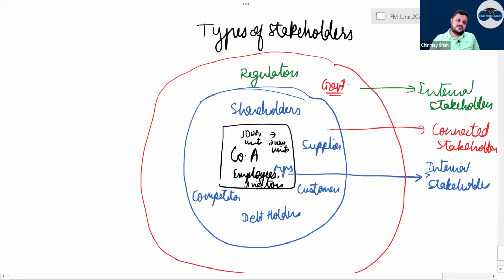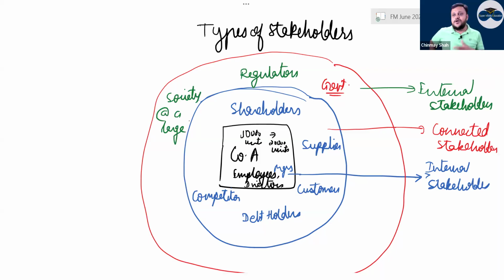Then you have next what? Society at large. Now see, if you fired 100 employees, is society at large going to be at a loss? Because of those 100 people losing their jobs, there will be 100 families which will be moved to what? A lot of problematic parts, right? They may become poor, and there are chances that society at large may be affected. Correct?